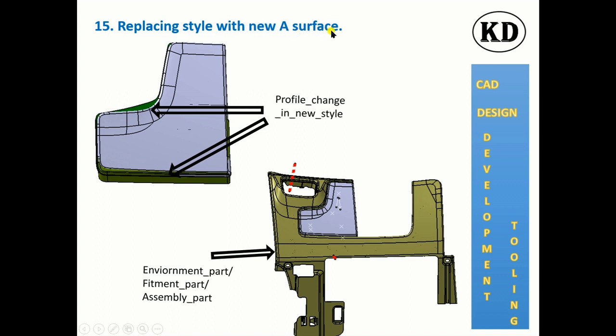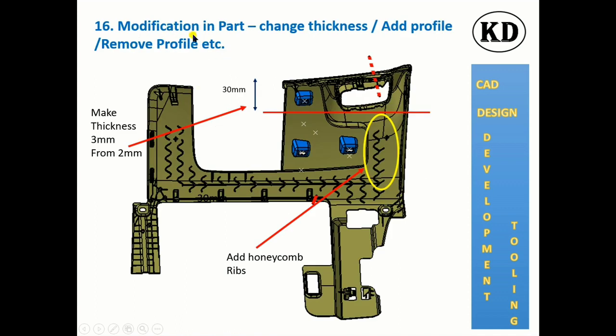Next one is replacing the style. Here a new profile of the style is given. That will be the modification in the parts. This profile you have to modify in the given part. Whatever we worked on before, there will be a specification tree. On that tree you have to replace these portions only, or the surface, and make the closed volume in minimum time.